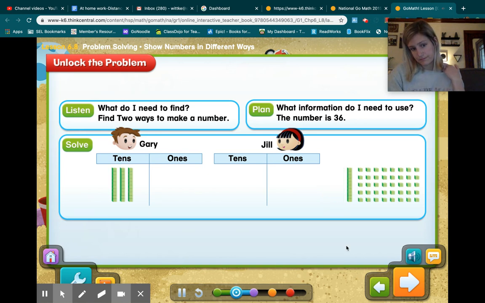Now Gary has 3 sheets of 10 stickers, or 30 stickers. He wants 36 stickers. How many more stickers does he need? 36 has 3 tens and 6 ones, so he needs 6 single stickers. Click to give 6 single stickers to Gary.